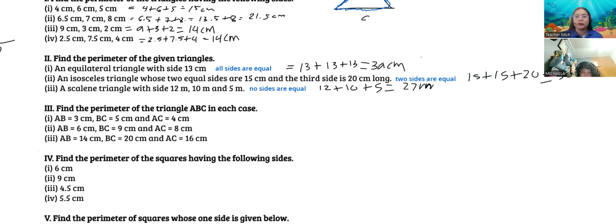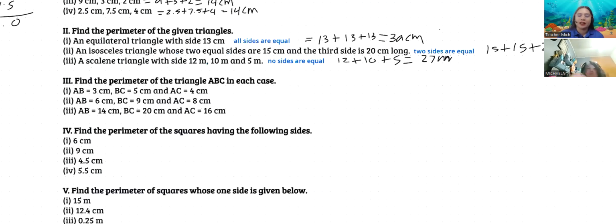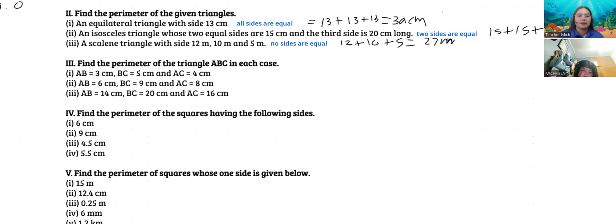Okay, very good. So therefore, the final answer here is 27 meters. Okay, let's try this test 3. Find the perimeter of a triangle ABC in each case.